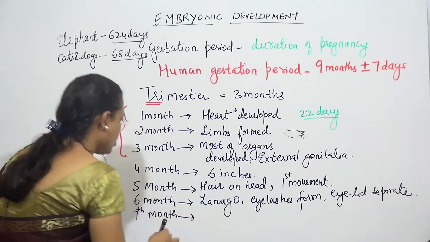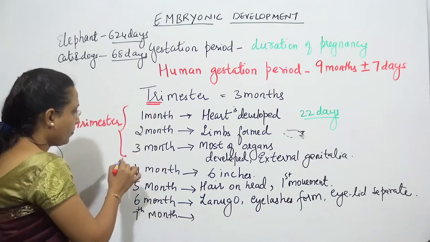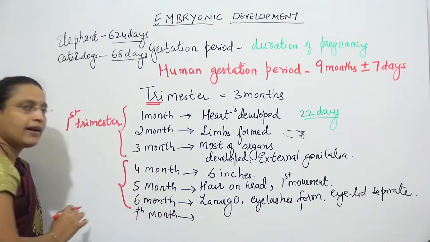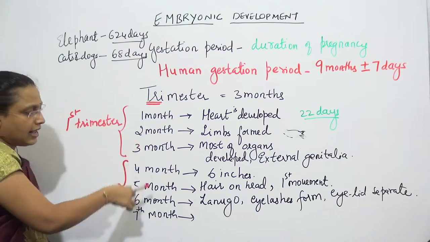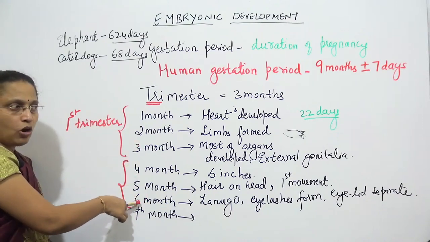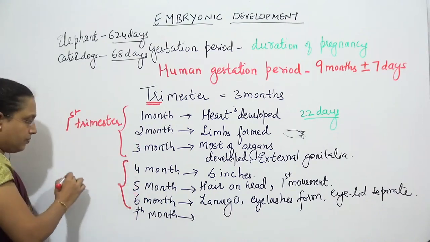Now this finished the next 3 months. Again, it is called a trimester. Since that was the first trimester, the next 3 months will be called the second trimester.